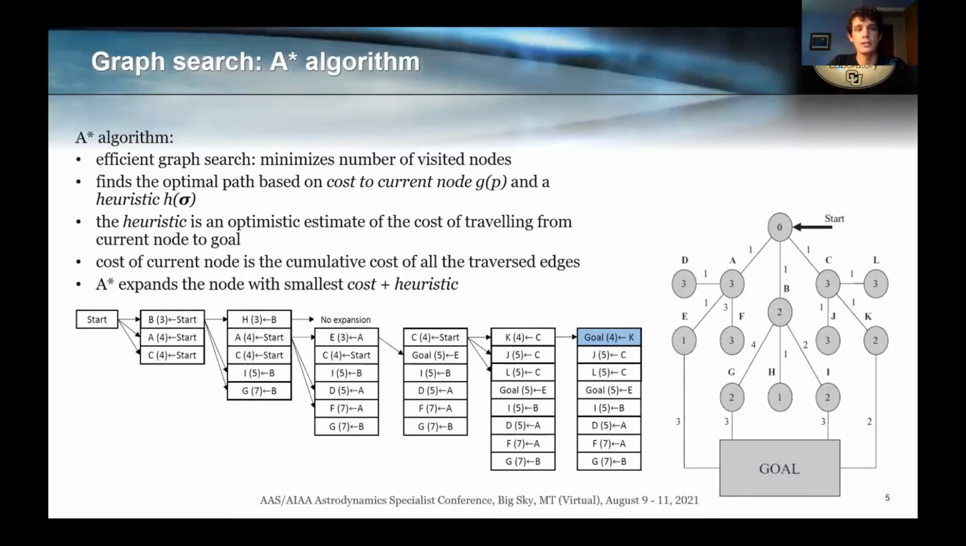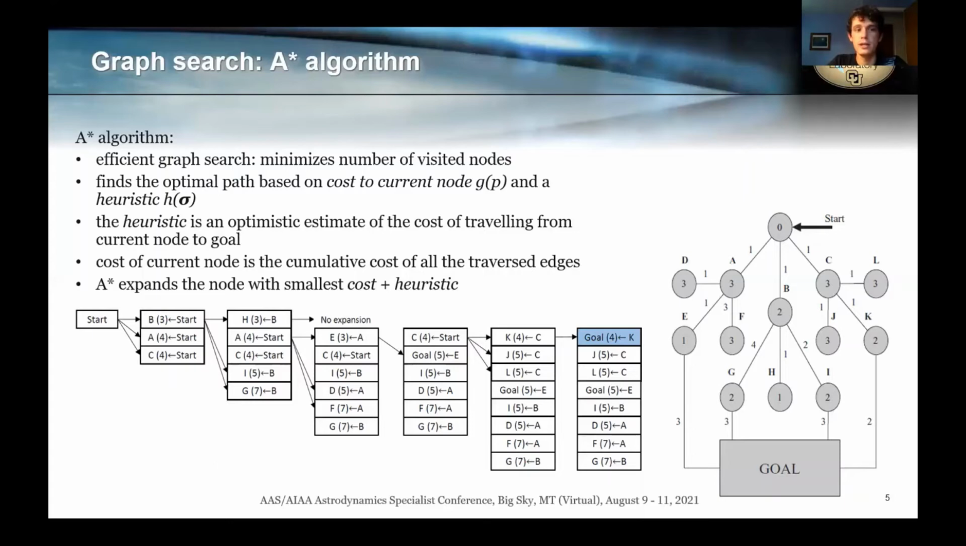And what we need now is a graph search algorithm that can perform the path planning query from an initial attitude to a desired final attitude. This is done with the A-star algorithm, which is both optimal and efficient. It is optimal in the sense that it can find the path that is optimal with respect to a cost function that we can define, but it is also efficient in the sense that it minimizes the number of nodes that it needs to visit before finding such optimal path.